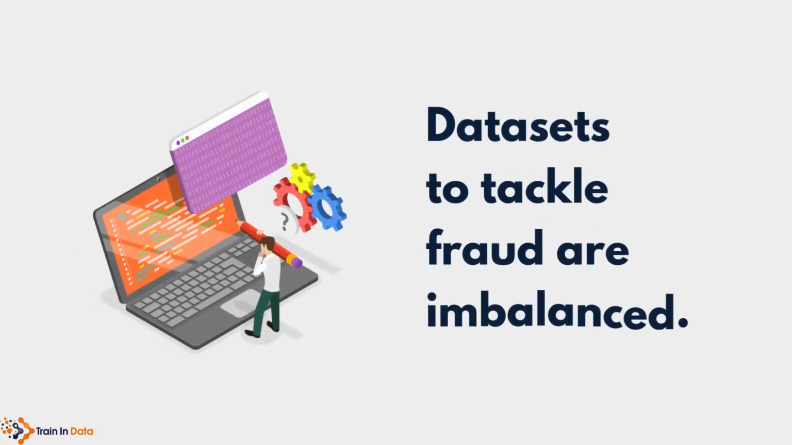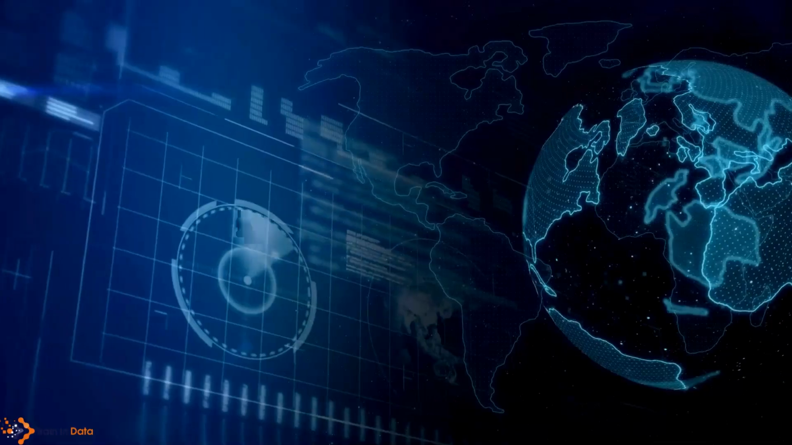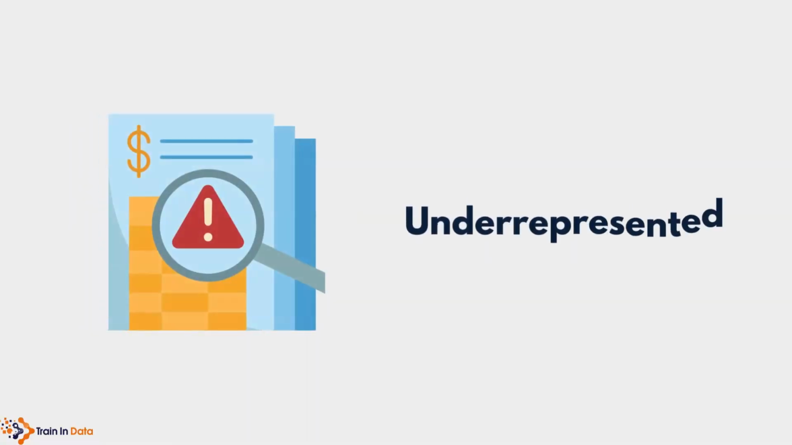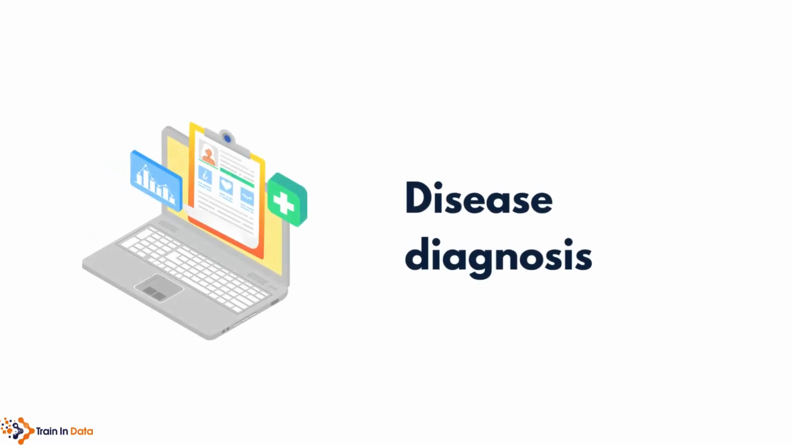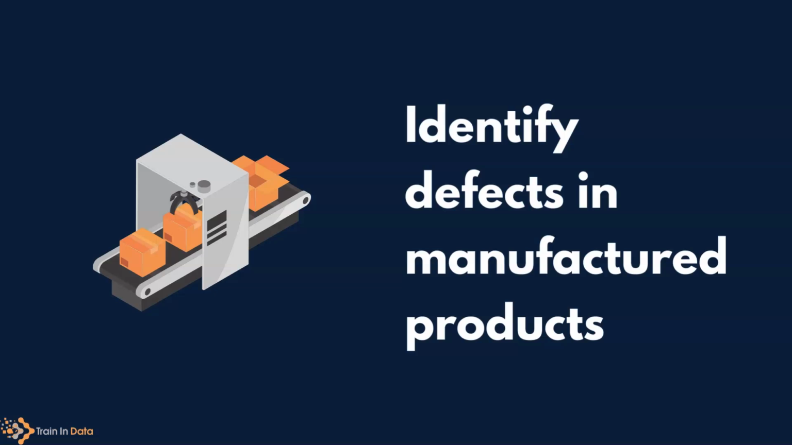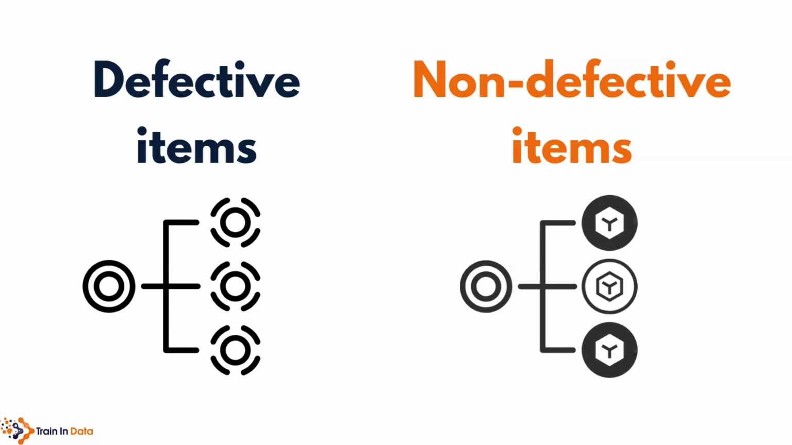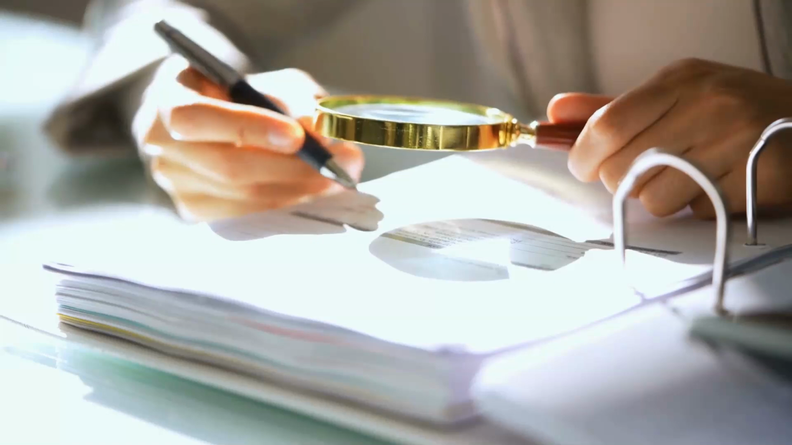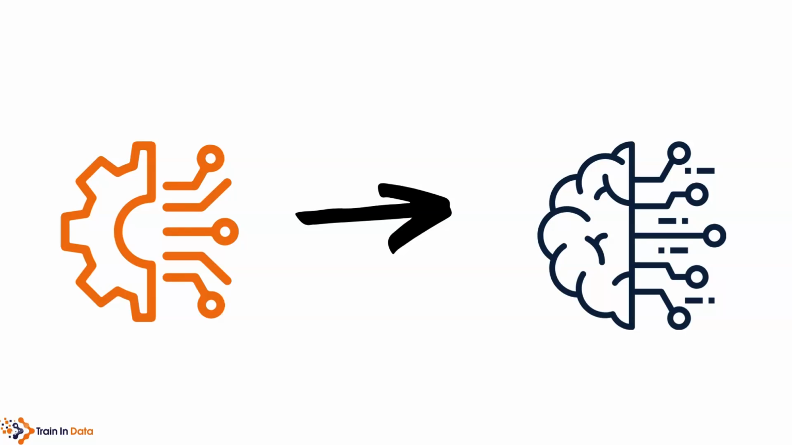You've probably heard that datasets to tackle fraud are imbalanced. In such datasets, the events we are most interested in predicting, that is, the fraudulent cases, are often underrepresented, which may pose a challenge in model training. Other examples of imbalanced datasets are those focused on disease diagnosis, where the rare disease we so want to diagnose is outnumbered by the healthy examples. Or consider also a dataset aiming to identify defects in manufactured products. Instances of defective items might be relatively rare compared to non-defective ones. So identifying these rare defects becomes crucial, but the imbalanced nature of the dataset can make it difficult for machine learning models to learn and generalize effectively.